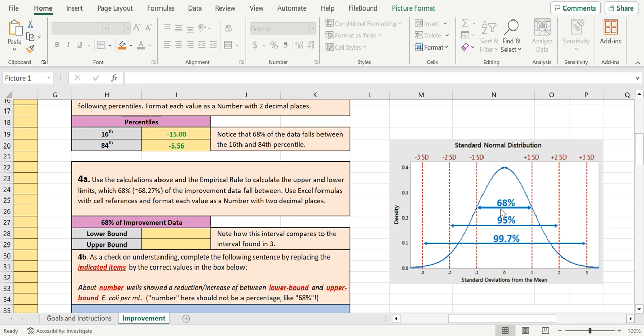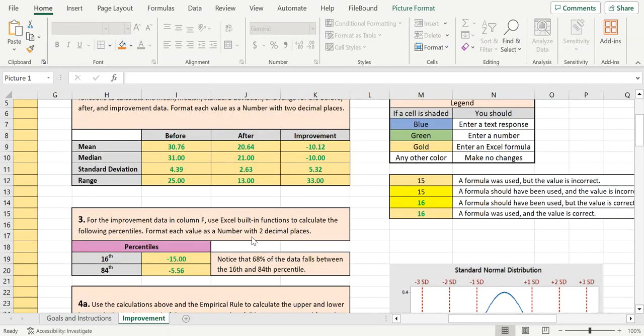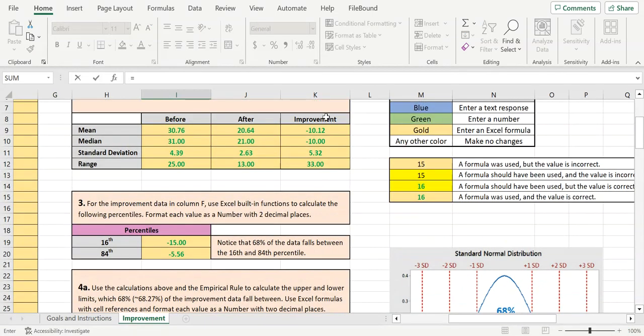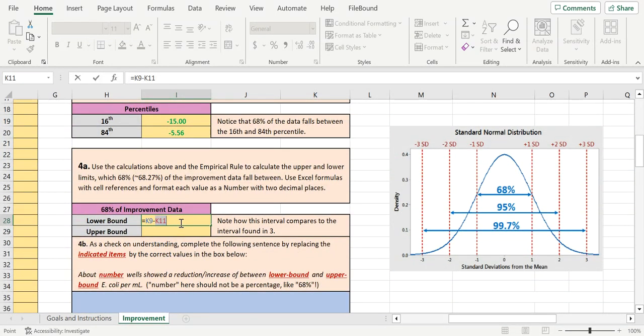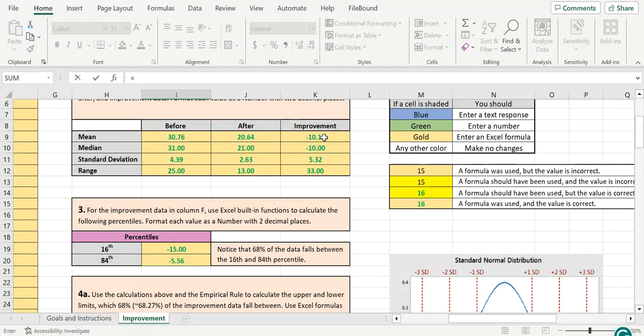And we want to use the mean and standard deviation from the improvement statistics that we found in this column K. Okay, so we're starting with the lower bound. For the lower bound, we want to subtract. So equal sign, find the mean for the improvement, and then subtract the standard deviation for the improvement. So I'm doing K9 minus K11. And then for the upper bound, I'm going to do the same thing, but I'm going to add. So I do my equal sign, the mean, plus the standard deviation.